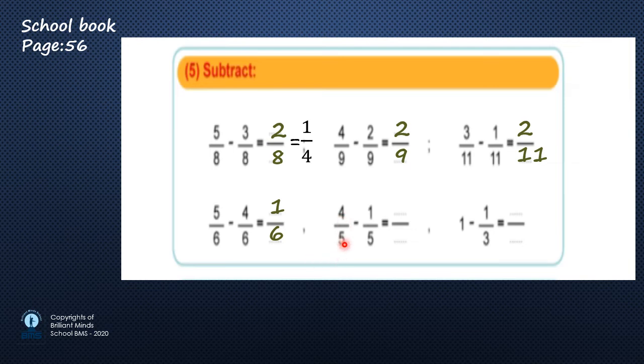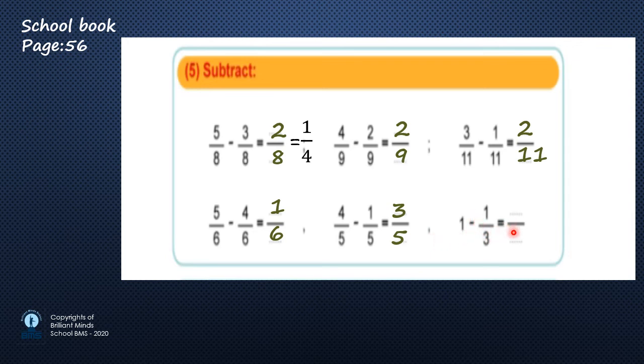4 over 5 minus 1 over 5. What are the steps? Drop the D. Super. So we drop 5. Then subtract n. 4 minus 1 equals 3. Check for simplify. Is 3 over 5 in the simplest form? Yes. Let's continue. 1 minus a third.